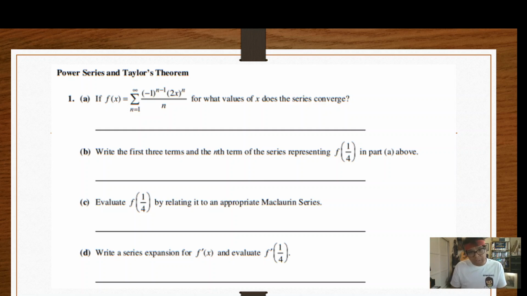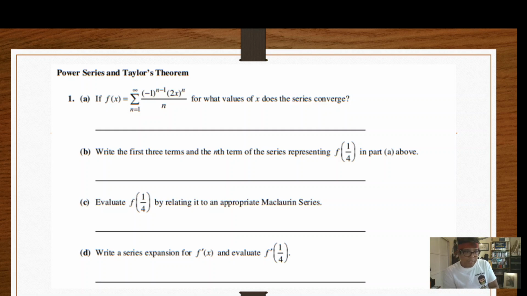B, write the first three terms and the nth term of the series representing f of 1/4. So that's literally just substituting 1/4 into the series in the problem. I don't think that's going to be too difficult. Letter C, evaluate f of 1/4, relating it to the appropriate Maclaurin series. For that one, we first substitute that 1/4, and second, we'll look it up in the table of Maclaurin series, or see if we have that one memorized, and just set it equal to what it is.